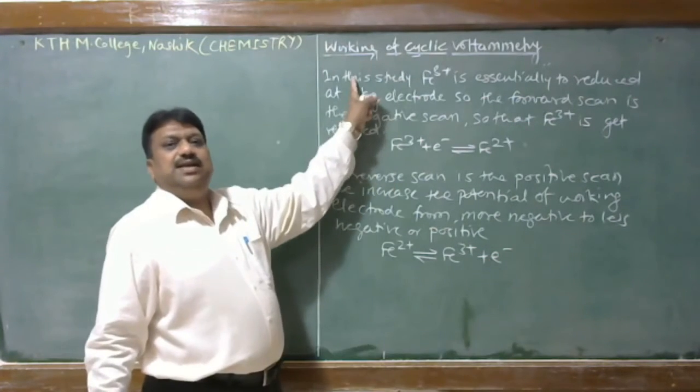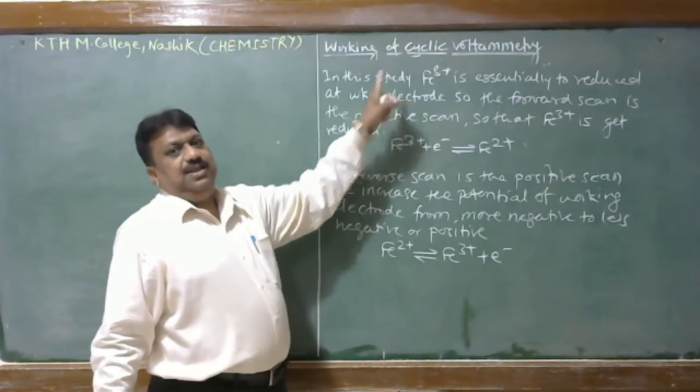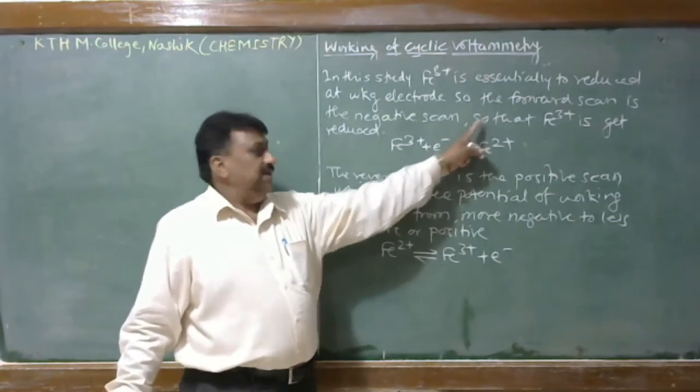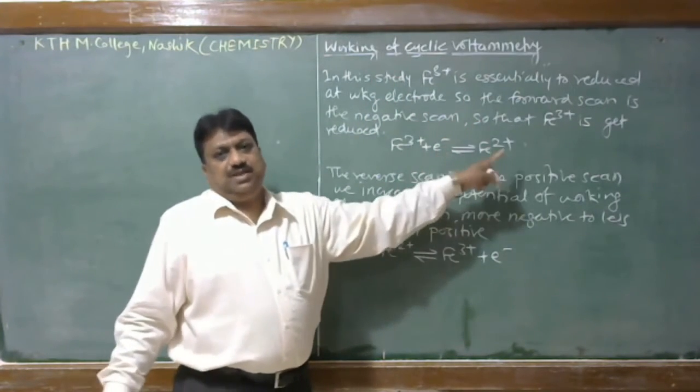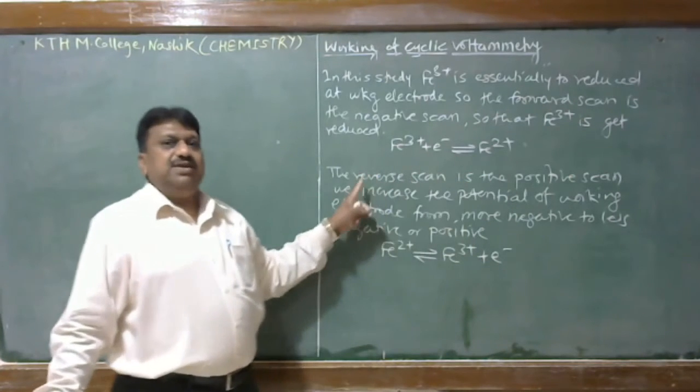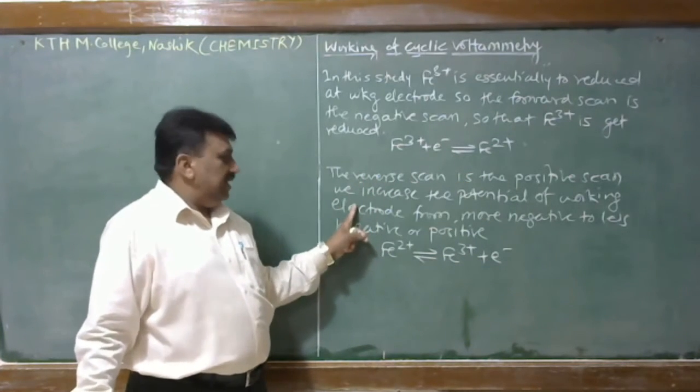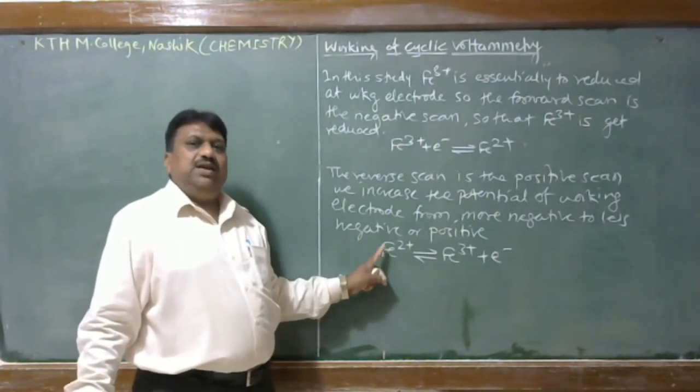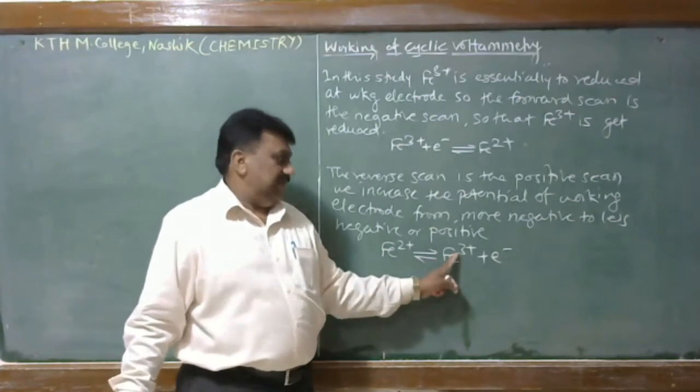If we consider here Fe3+ as an analyte, then forward scan is a negative scan in order to reduce Fe3+ to Fe2+. And reverse scan is a positive scan in which we can oxidize Fe2+ to Fe3+.